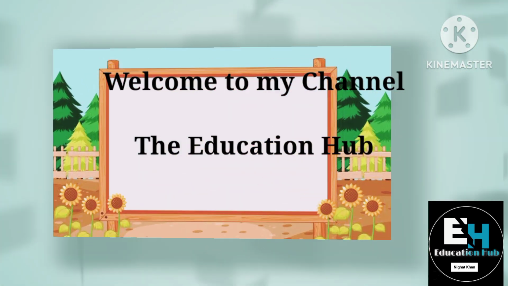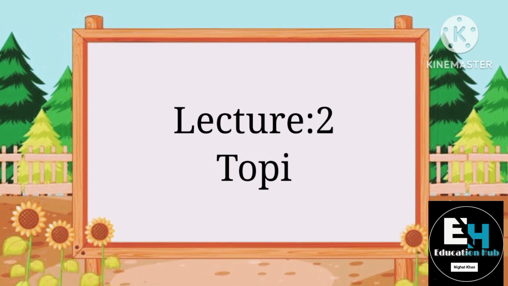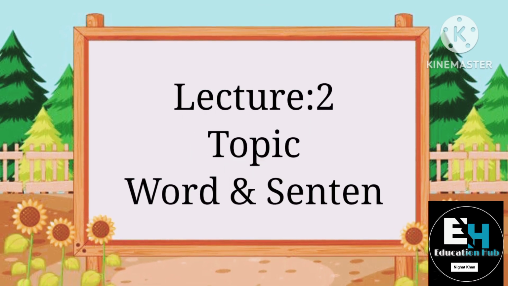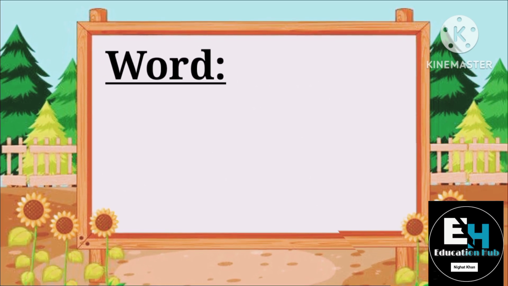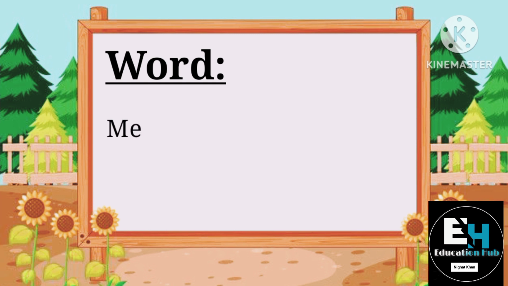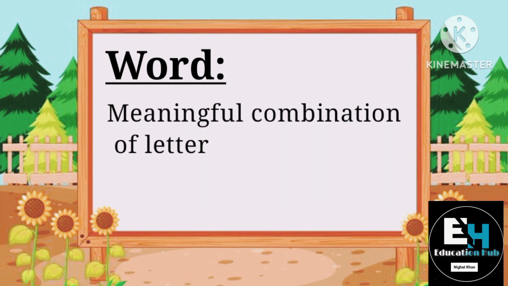Today we are going to discuss the word and the sentence. In my last video I told you about letters and alphabets. Now we are going to discuss how words form and what words are. A meaningful combination of letters is called a word.